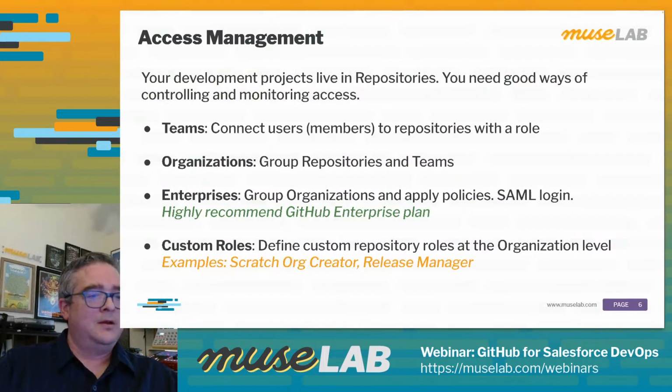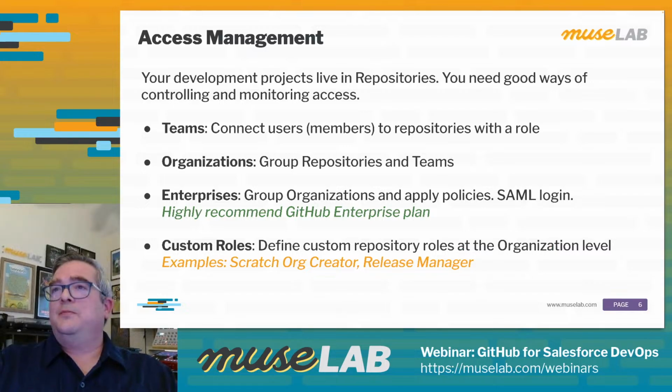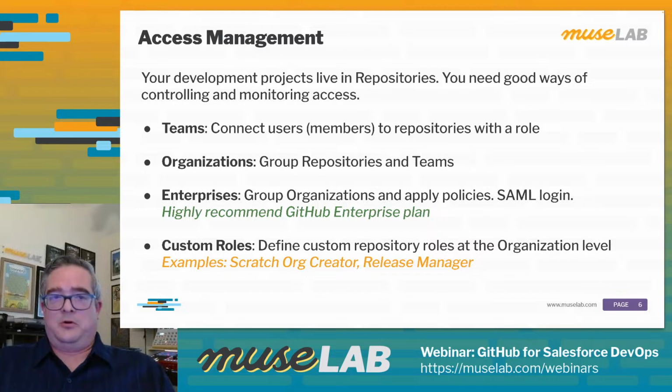All right. So on the access management front, if your development process is centered in GitHub repositories, you need to control access to it. This is a core part of any audit compliance that you do. GitHub has four main features, I think, that factor into this.